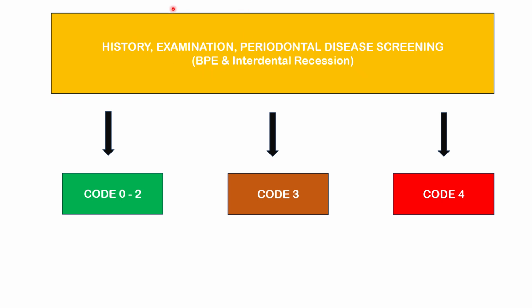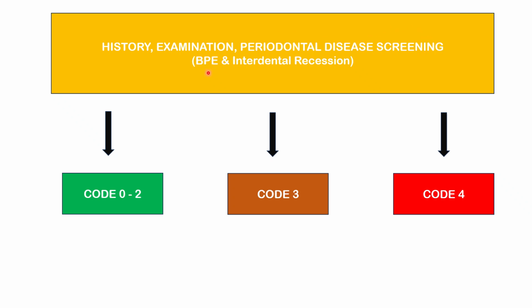Next is the clinical examination. In this, we evaluate the gingival color and contour, and we check for any swelling or enlargement. We look for the presence of plaque or calculus, and we check for gingival recession, tooth mobility and suppuration. After the clinical examination, periodontal disease is screened using the basic periodontal examination.